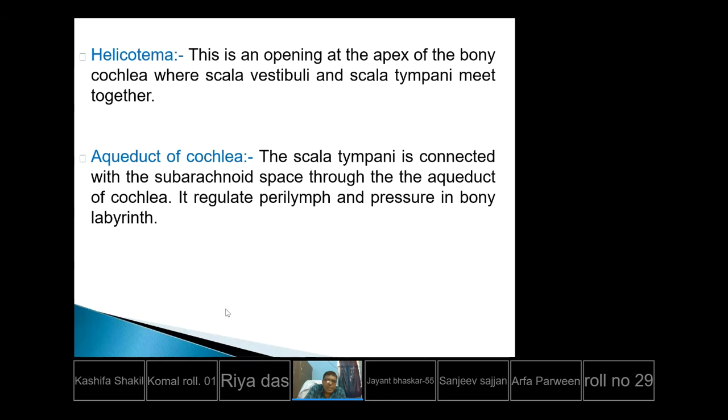About the helicotrema and aqueduct of cochlea: the scala tympani is connected to the subarachnoid space through the aqueduct of cochlea. We have discussed it regulates perilymph and pressure in bony labyrinths.